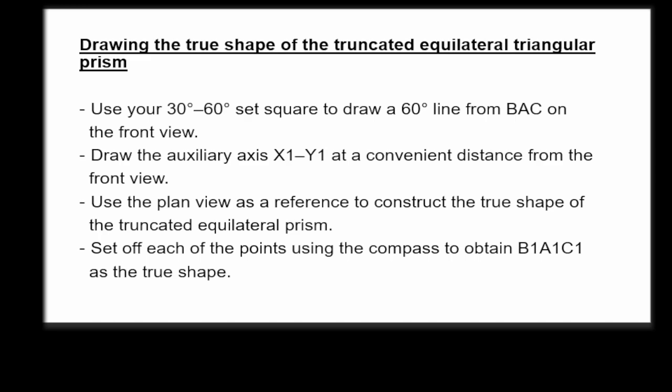Drawing the true shape of the truncated equilateral triangle prism. Use our 30-60 set square to draw a 60-degree line from BAC on the front view. Draw the auxiliary axis X1, Y1 at a convenient distance from the front view. Use the plan view as a reference to construct the true shape of the truncated equilateral prism. Set off each of the points using the compass to obtain B1, A1, C1 as the true shape.